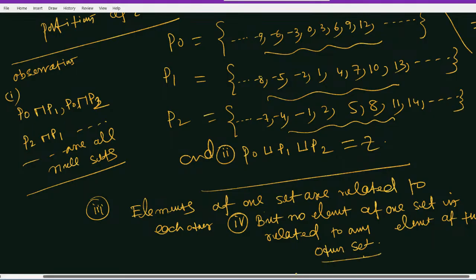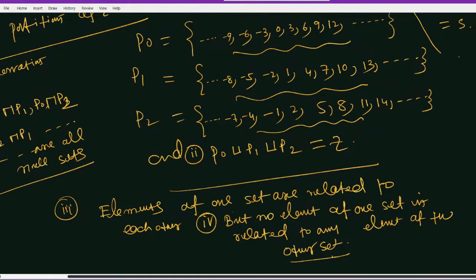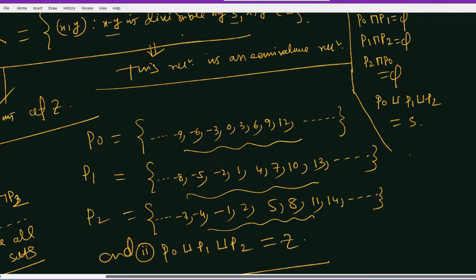Agree or not? Elements of one set are related to each other, but no element of one set is related to any element of the other set. Because if you take 7 from here and 5, there is no relation. That difference is not divisible by 3. Now you can say that these 3 are partitions. There is no element common, and their union is the whole set of integers.